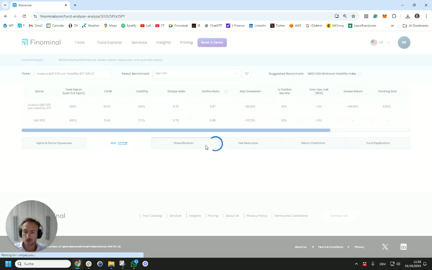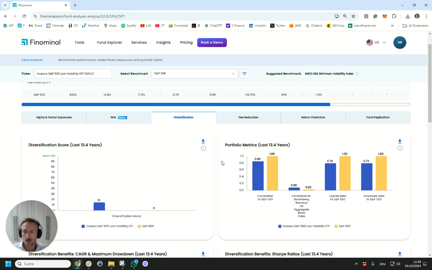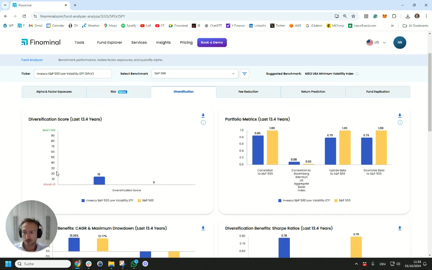Often when you look at a fund, you wonder if this fund diversifies. So here, effectively, we have this diversification analysis. You can see here's a diversification score that ranks from 0 to 100, 100 being best. This product has a low score, and we can explain that simply because the correlation to stocks is still very high, 0.85. So it's an equity product, it doesn't diversify, there's better strategies for that.